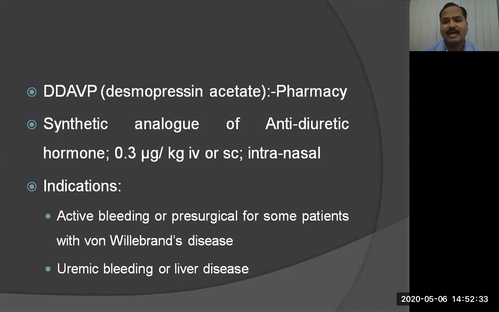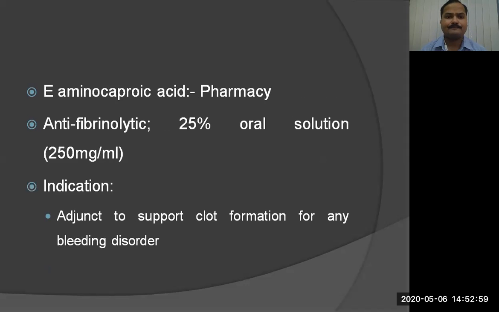Then desmopressin acetate, also available in pharmacy. It is the synthetic analog of antidiuretic hormone, 0.3 microgram per kg. It can be given intravenous or subcutaneous. Intranasal can also be given, and is indicated in active bleeding or pre-surgical phase for some patients with von Willebrand disease. Uremic bleeding or liver disease can also be indications.